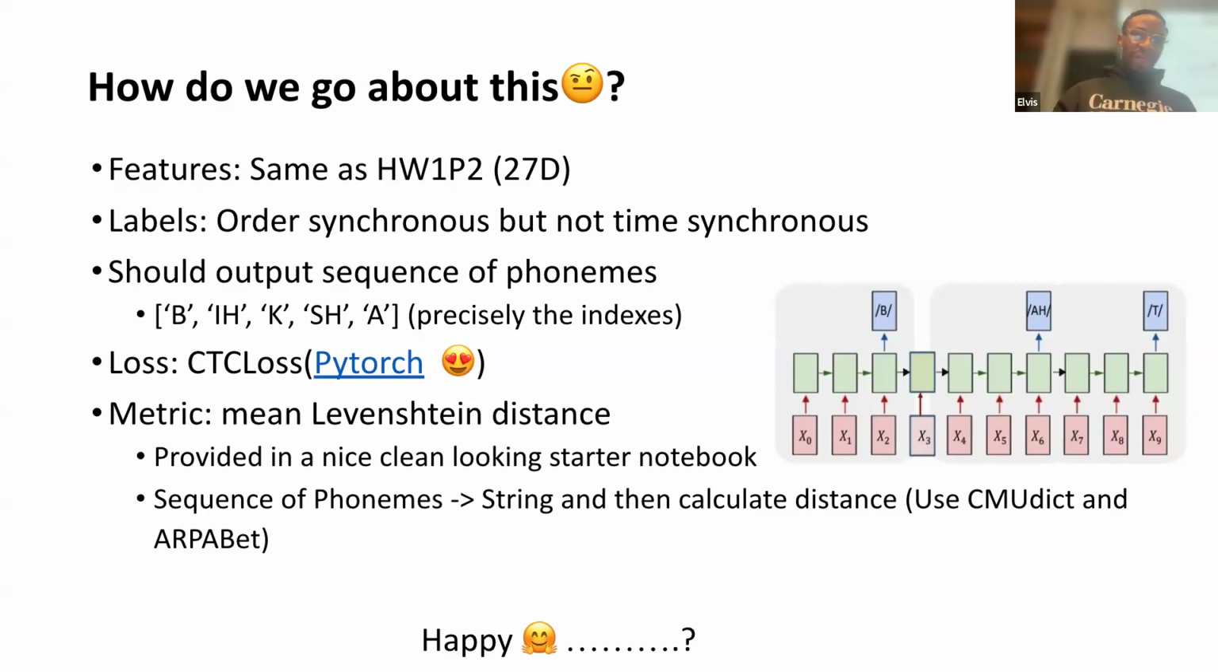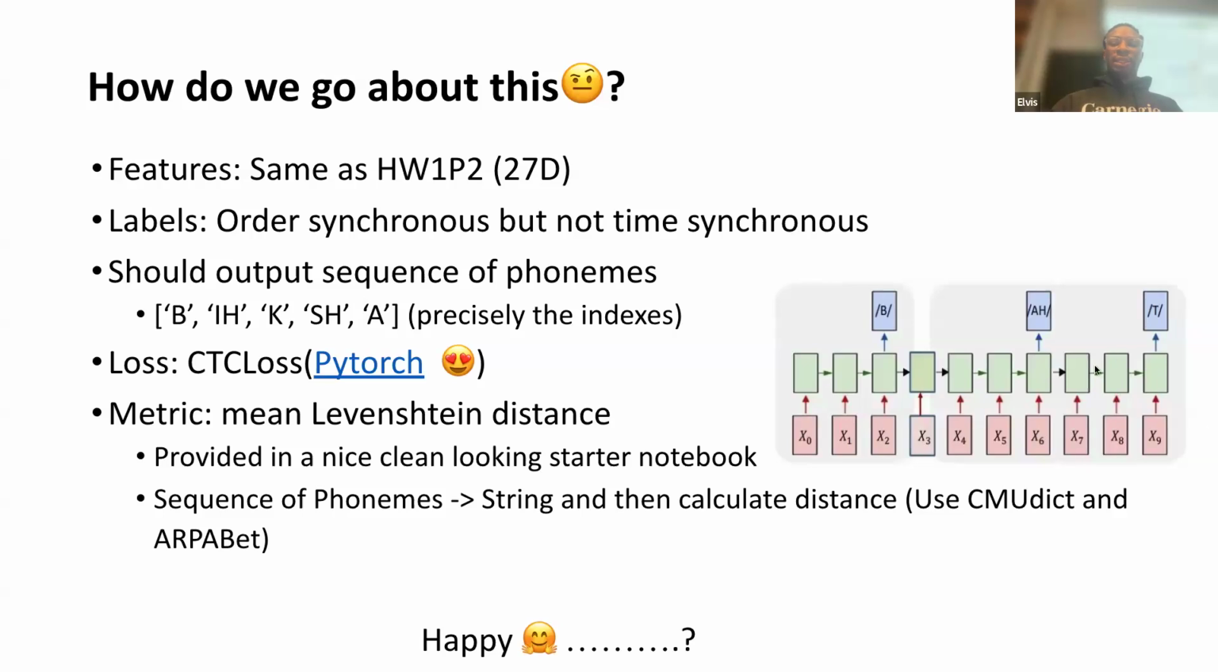We'll also provide you with CTC loss, as in the first homework, as Tim has just explained to you. It is implemented in PyTorch for you, and you can click on that link to see the implementation of this loss function. And we'll be using this distance metric, which basically calculates the distance between your predicted transcripts and the true transcript. Also, the sequences of phonemes are strings, and we calculate the distance based on the CMU dict and the CMU dict alphabet. This is all provided for you in the starter code we've given to you.